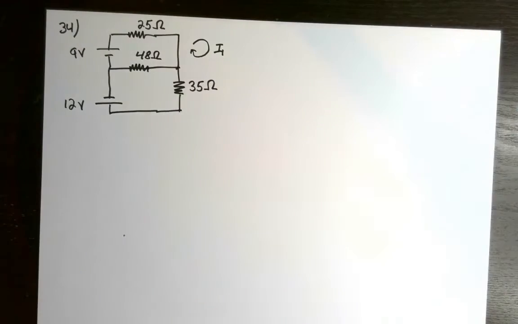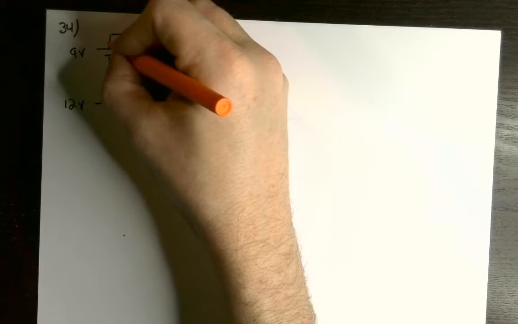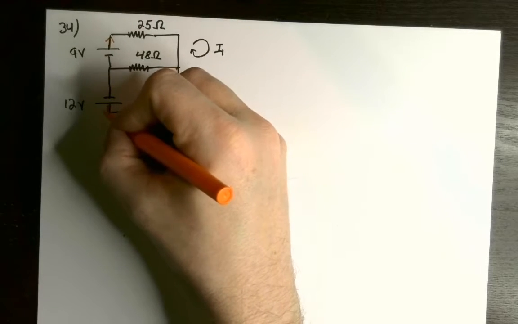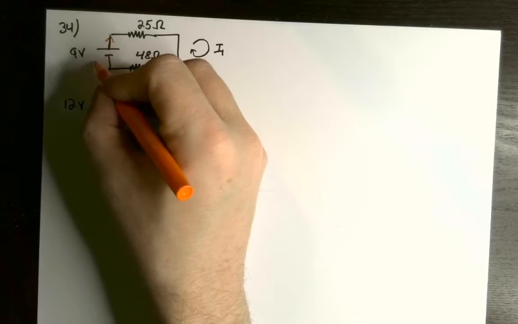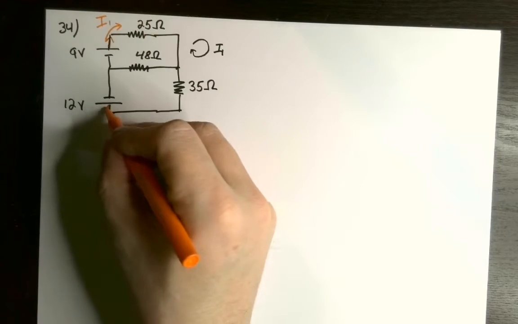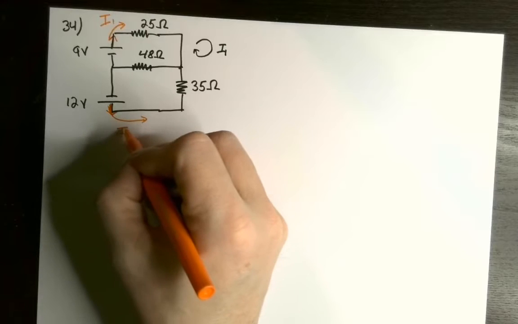If we look at this circuit and figure out what the batteries are trying to do, this 9-volt battery is trying to push current this way, and this 12-volt battery is trying to push current this way. So it makes sense to call the current this way around this part of the loop I1, and the current this way around this part of the loop I2.